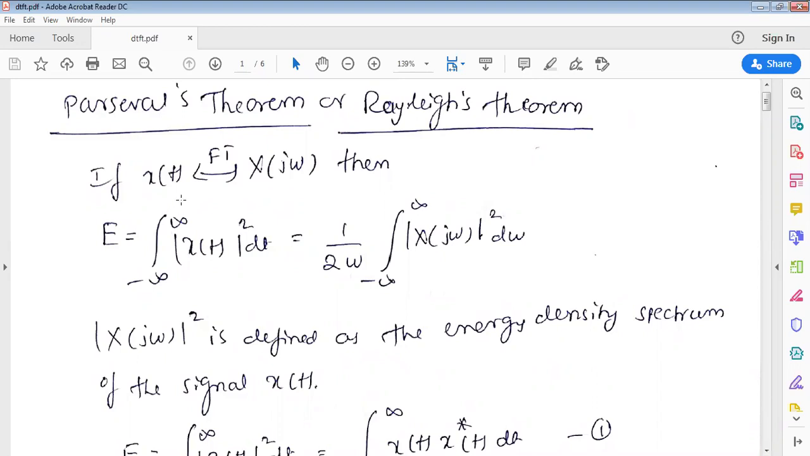If x of t translates to x of j omega, then energy E is equal to the magnitude of x of t whole square. That is, energy in continuous time is given by the integral from minus infinity to plus infinity of |x(t)|^2 dt, that is equal to 1 by 2 pi times the integral from minus infinity to plus infinity of |X(j omega)|^2 d omega. Whatever you are doing in continuous time, energy is calculated like this.